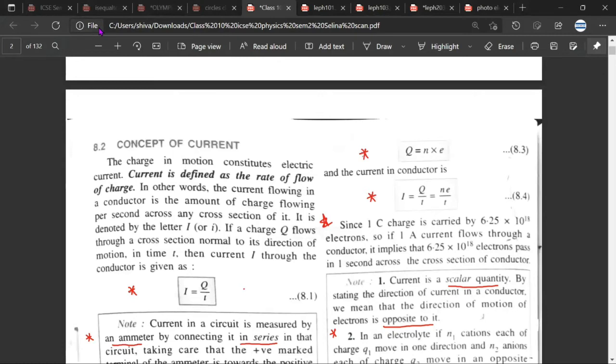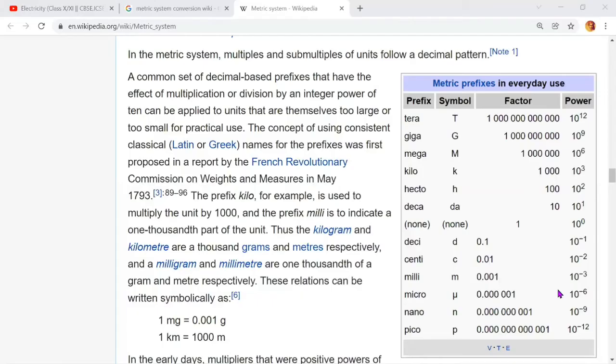Another thing that we need to understand before we go forward is that we should be very comfortable with the metric conversion. You need to cram this. Deci is 10 raised to the power minus 1, centi is 10 raised to the power minus 2, milli is 10 raised to the power minus 3, this is micro, this is nano, and this is pico. We should cram this conversion. Kilo means 10 raised to the power 3, mega means 10 raised to the power 6, giga means 10 raised to the power 9. These are important conversions.